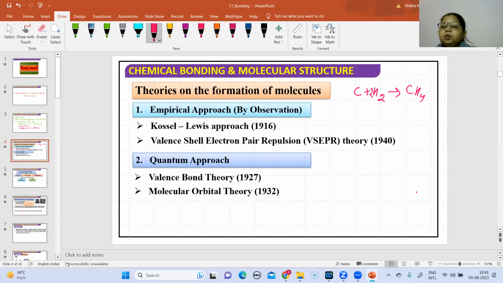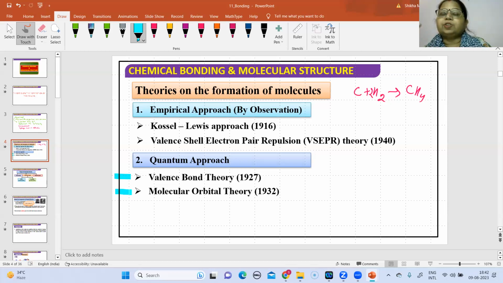Then we will talk about VSEPR, valence shell electron pair repulsion theory. Then we will move to VBT, that is valence bond theory. And finally, we will understand MOT. To me, the most important from the perspective of examination is VBT and MOT, although VSEPR is most widely used.